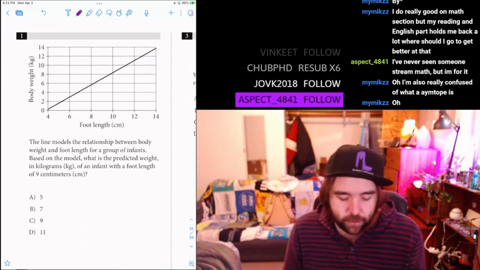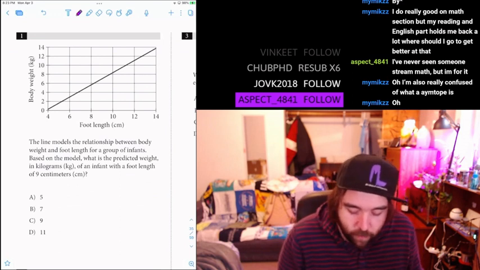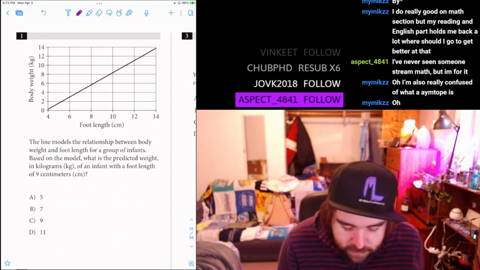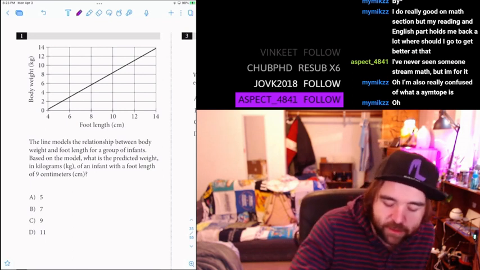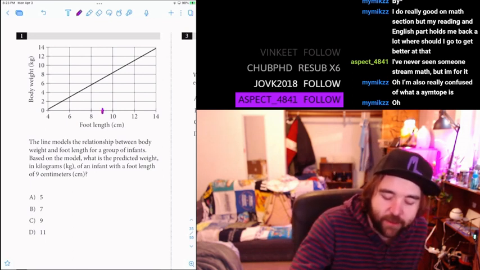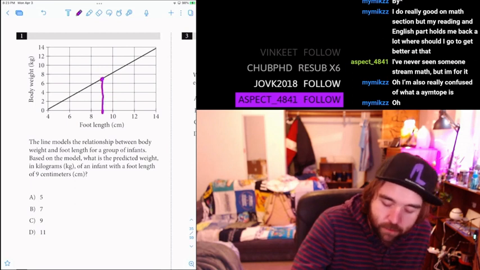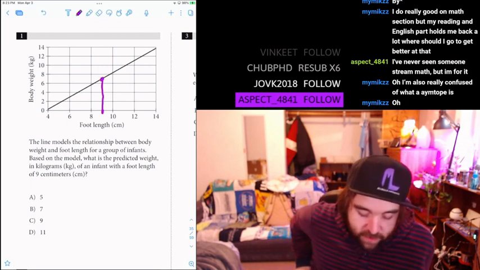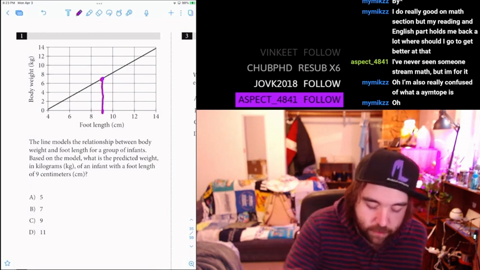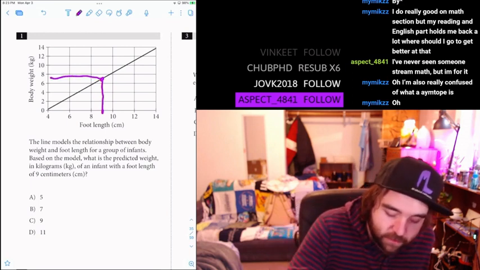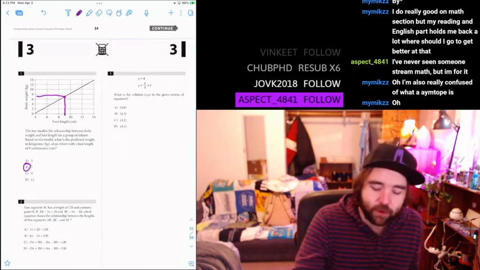A line models a relationship between body weight, yada yada. What is the predicted weight in kilograms of an infant with a foot length of 9 centimeters? So predicted, that means we're going to the line. 9, that's here. So what is the predicted weight of an infant with that? Looks like it's about to be 7. Boom.